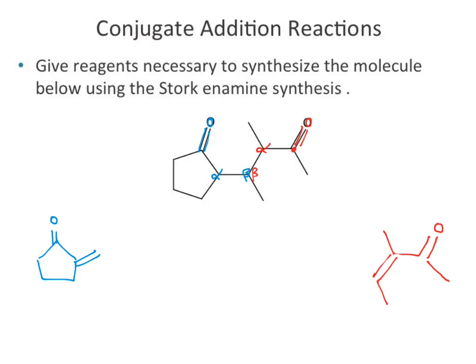So with our blue alpha beta position, what would our nucleophile need to be? It's the piece that hasn't been labeled yet. Whoops, on the blue one we're missing a carbon as well. We need that carbon. Yeah, I just didn't see it.